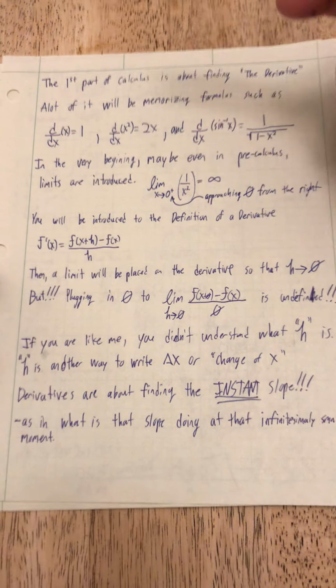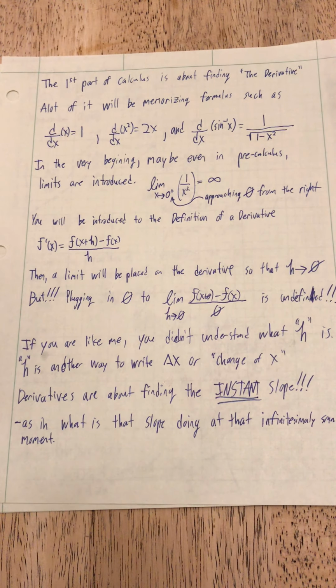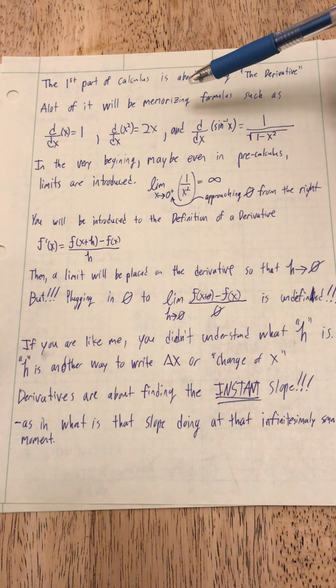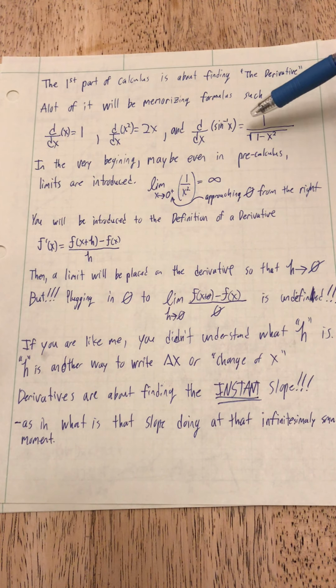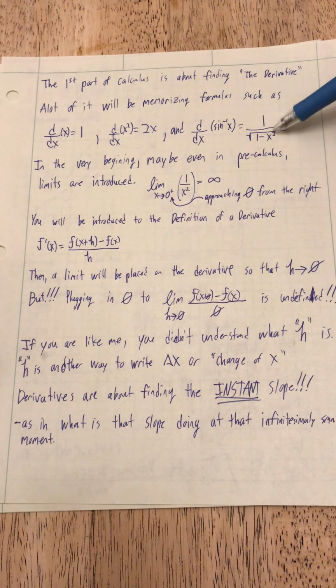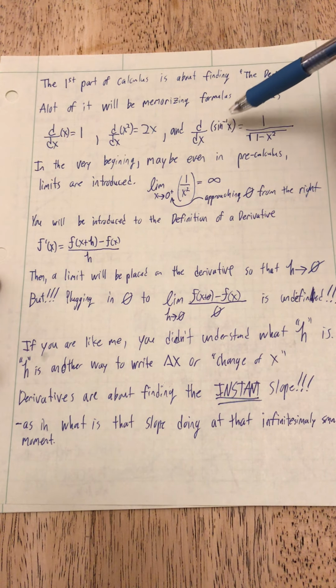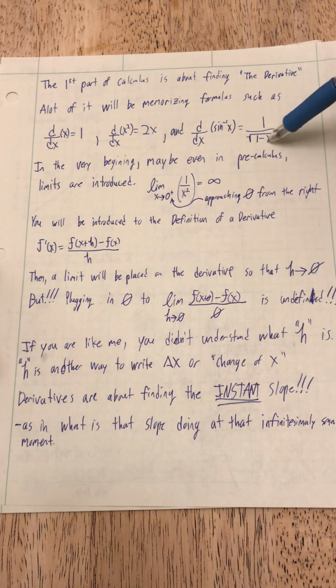All right, so I'm just going to read through my notes here. The first part of calculus is about finding the derivative. A lot of it will be memorizing formulas such as d of x is equal to 1, d of x squared is equal to 2x, d of arc sine x is 1 over the square root of 1 minus x squared, which is a video I go over of how to derive, because it's weird for a lot of students. You went from sine to nothing. But this comes down to the unit circle.